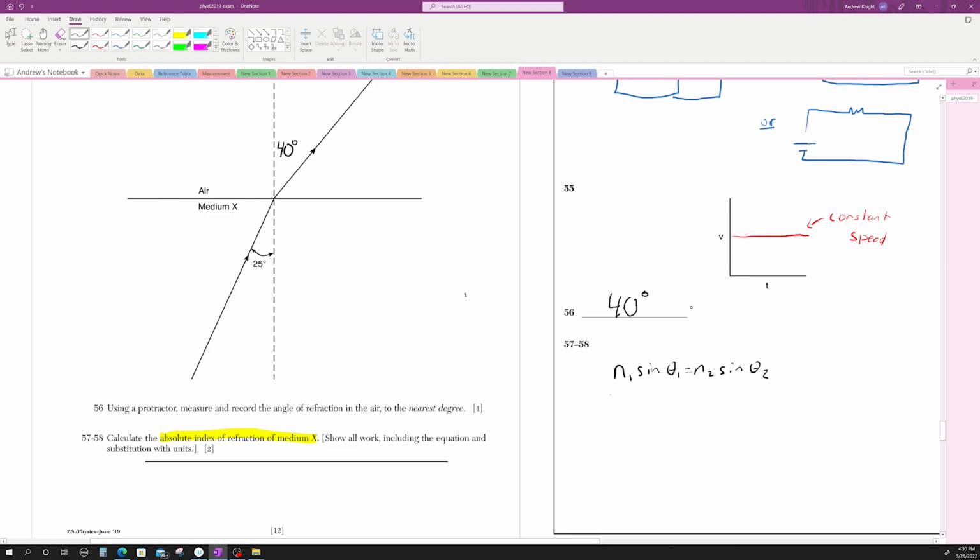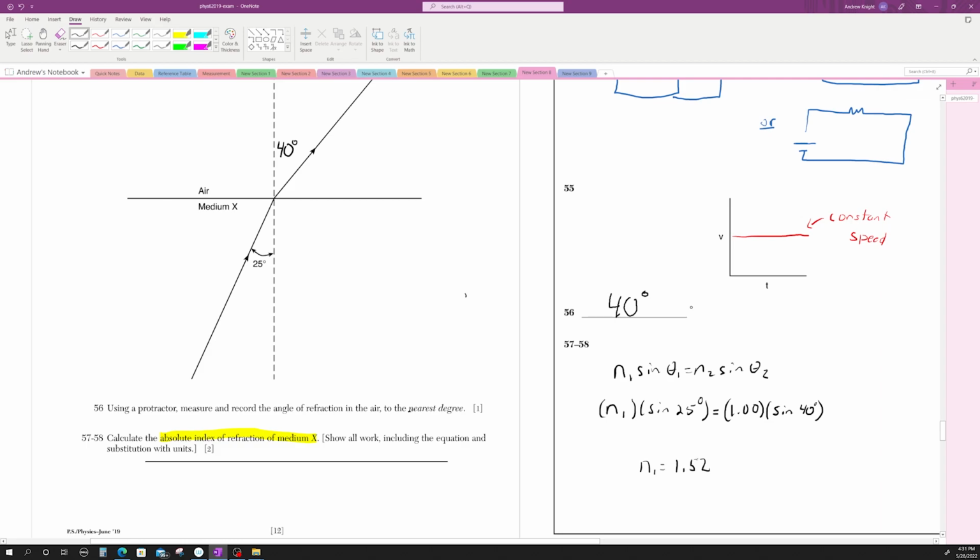From here, we plug in our values. The first substance is what we want to find, which is N1. The first angle is the sine of 25 degrees. If you don't put that degree symbol, I can't give you full credit. N2 is air. That's 1.00, which you can look at in your list of indices on your reference table, times the sine of that 40 degrees that we just measured. This will give you an N1 value of 1.52.